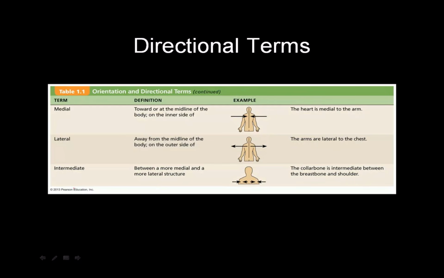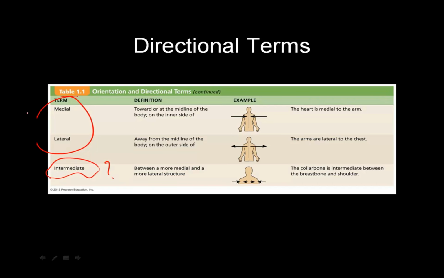Okay, there's also medial and lateral. I'm not so sure about this intermediate term, so let's not worry about it. You can do all of the descriptions with medial versus lateral. Medial means towards the midline of the body. So your sternum or your backbone are very medial structures. They're right down the middle. And lateral means away from the midline.